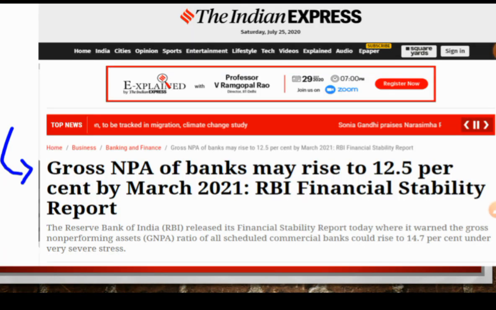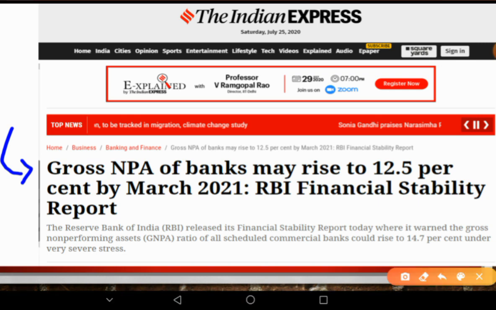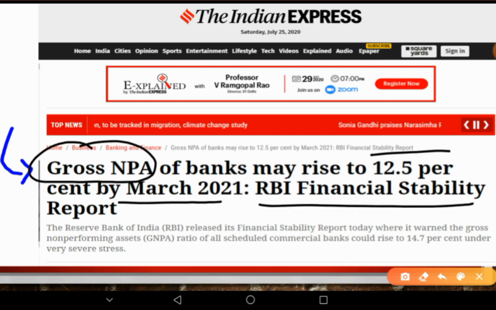So moving on, the biggest point of this report is this: 12.5% by March 2021. Gross NPA will be 12.5%. RBI has also done different kinds of stress tests, four kinds of stress tests, and in the worst condition, 14.7% will be the GNPA.